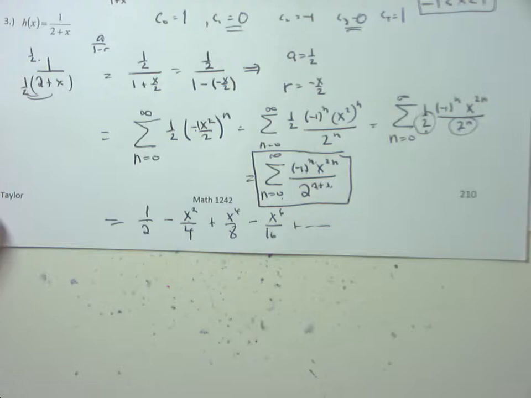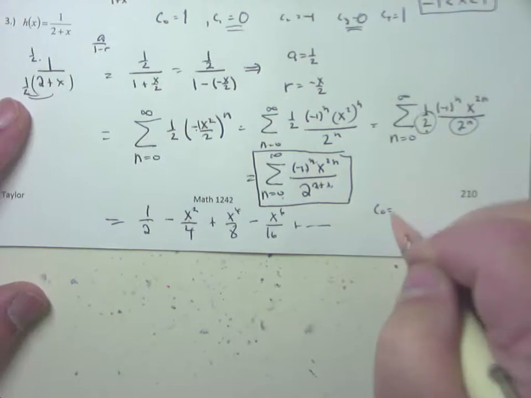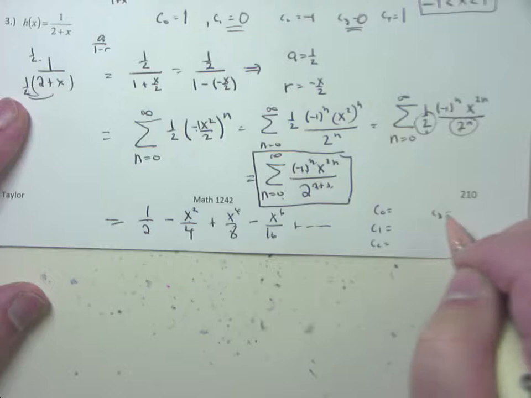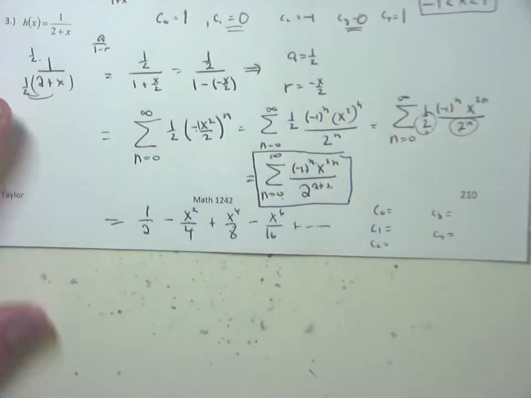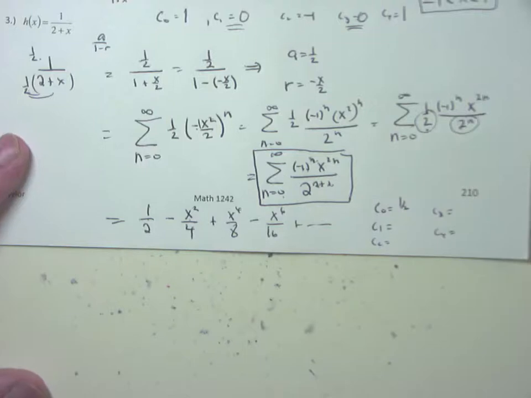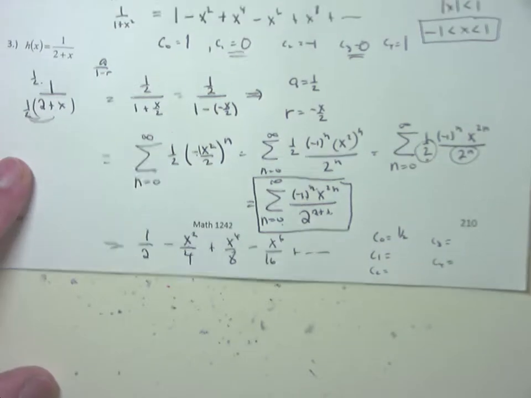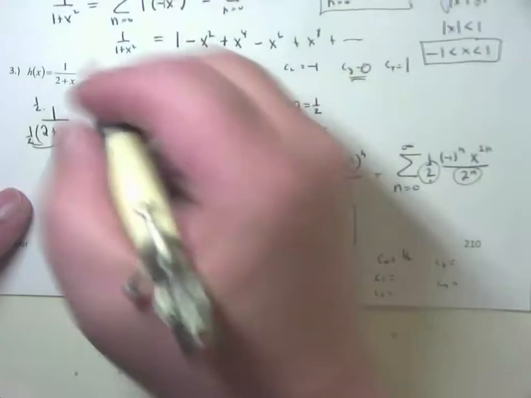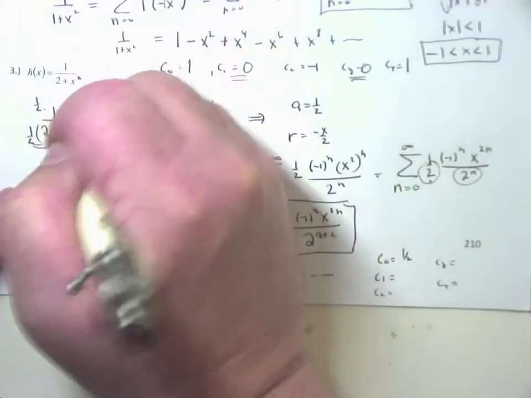So I ask you the question again. What is C0? What's C1? What's C2? What's C3? And what's C4? What's C0? 1/2. Question. Where did I get the x squared from? I don't know. I look back up here. Let me change the problem a little bit. Here it is. Okay.